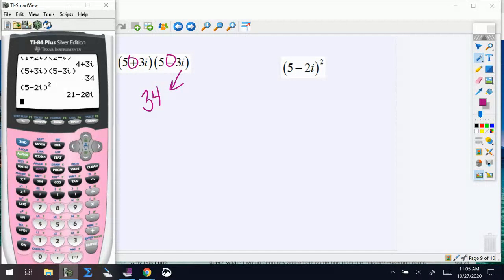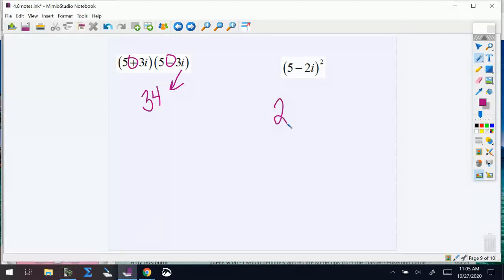So it's not going to be any harder. I just want you to realize that we could write it as distributing, foiling, squaring. You're still going to use your calculator. So 21 minus 20i. So that's all you're multiplying. Again, very much focus on making sure you know how to enter in your calculator.